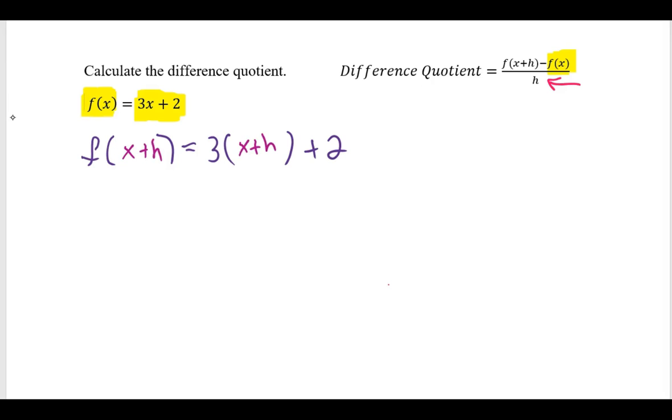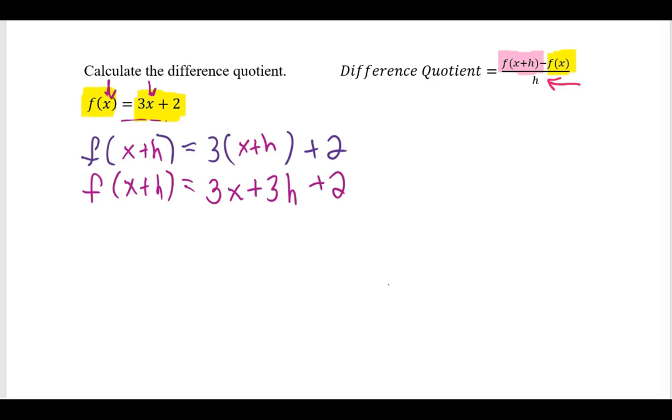So that it's the identical equation I had right here, except in place of x, I'm going to put x plus h. Okay? Now let's simplify this out. So I distribute: 3x plus 3h plus 2. So f at x plus h is equal to 3x plus 3h plus 2. So this gives me this value.